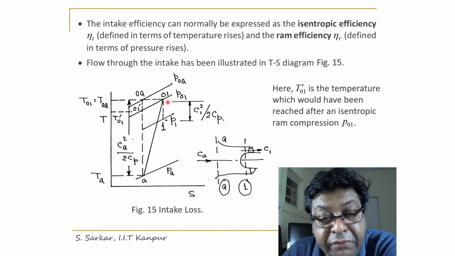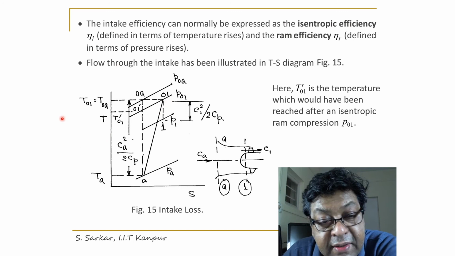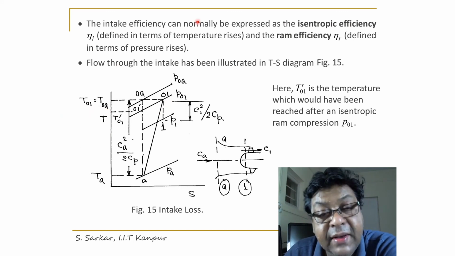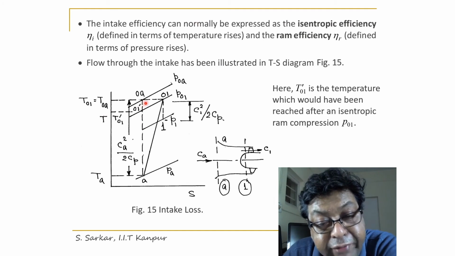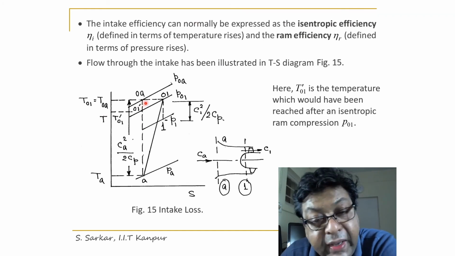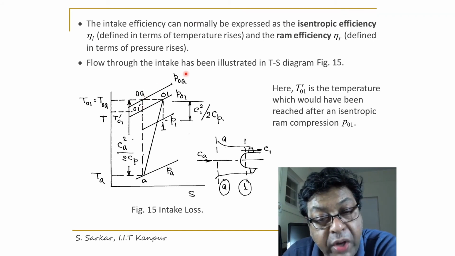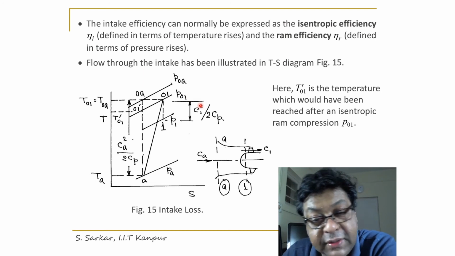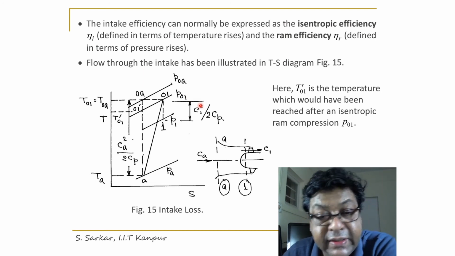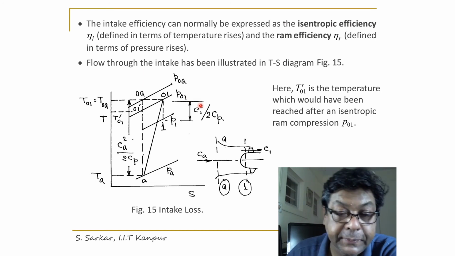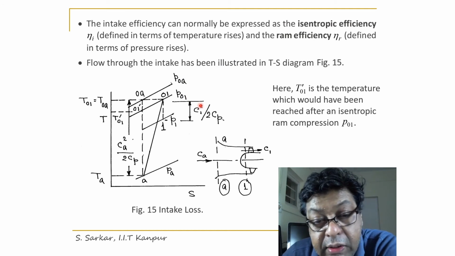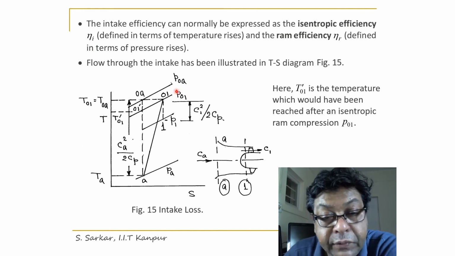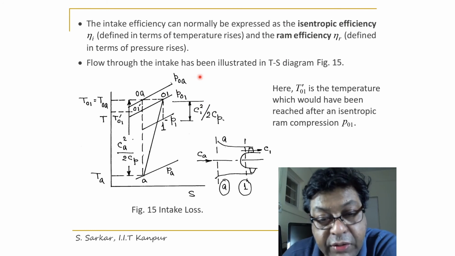Thus, if I equate T01 equal to T0A, I can identify the state point 0A and thus P0A. Therefore, P0A minus P01 is the loss in this diffusion process. Now, that is the total pressure loss actually.